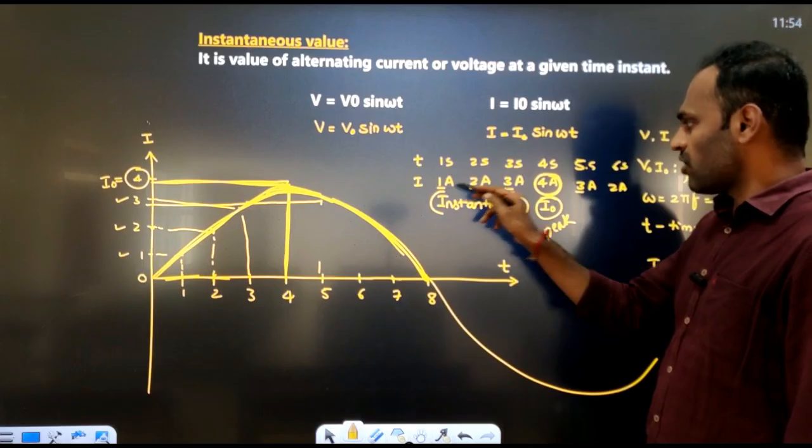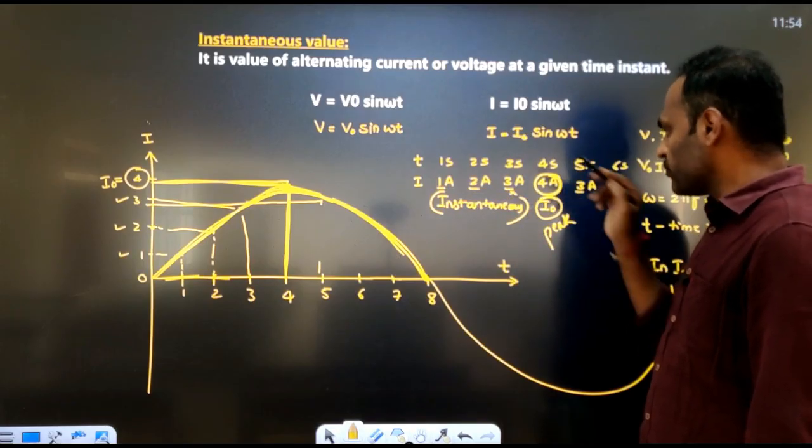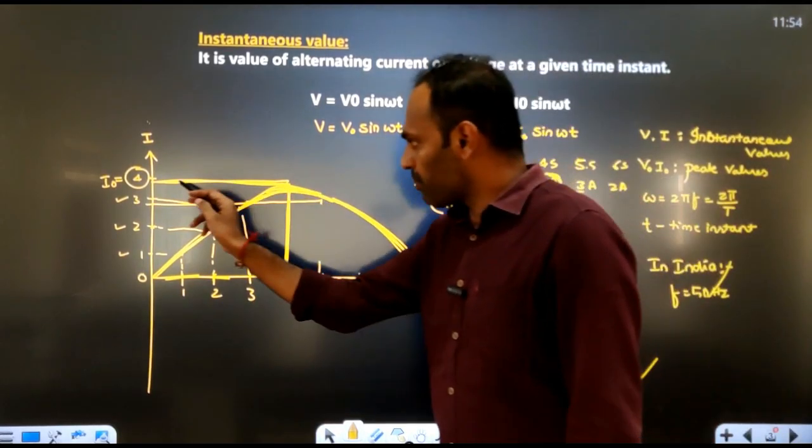This is not peak, this is not peak, this is not peak. Peak value is 4 ampere, right? So this is called the peak value.